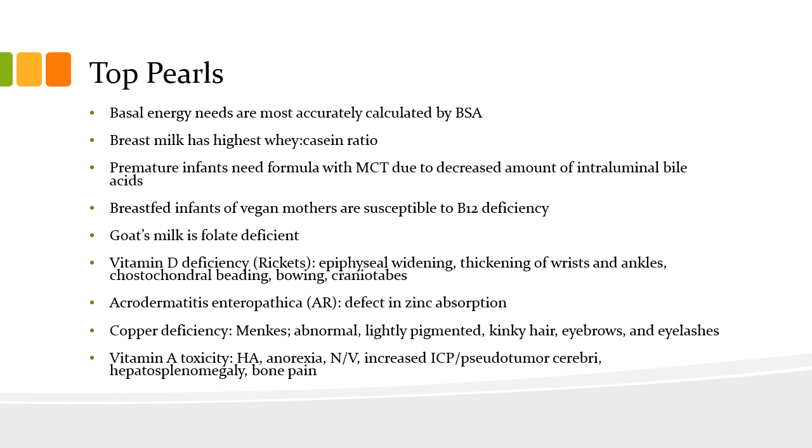Vitamin D deficiency presents with a constellation of epiphyseal widening, thickening of the wrists and ankles, costochondral beading or rachitic rosary, long bone bowing, and craniotabes or soft skull bones.